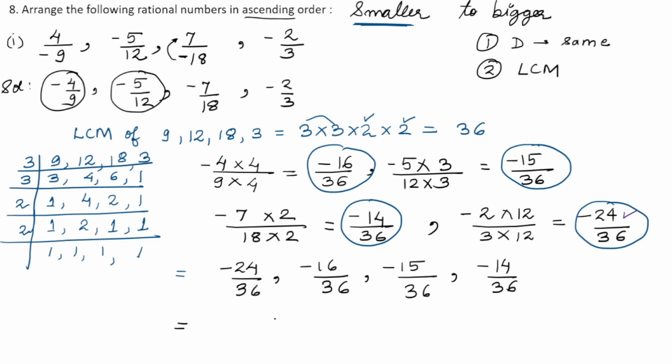Now we will just rewrite it as, what is minus 24 by 36? So it is minus 2 by 3. Now this number is the smallest, followed by minus 16 by 36. So it is minus 4 by 9, followed by minus 5 by 12, and the greatest number here is minus 7 by 18. So we have just written all of these numbers in their ascending order.